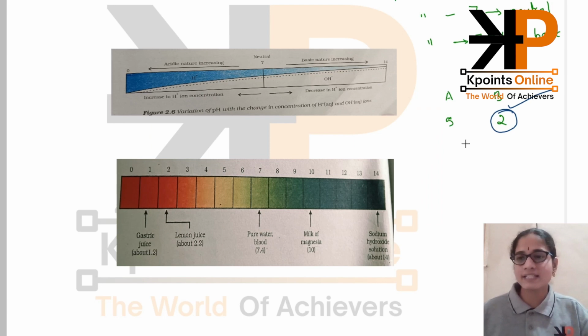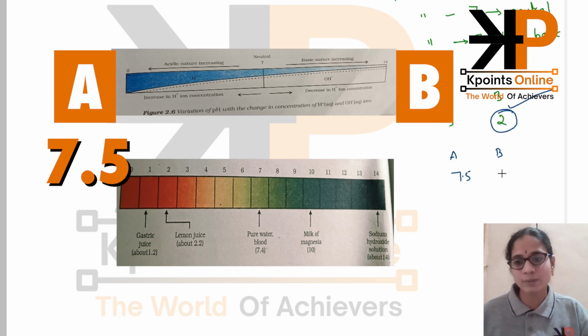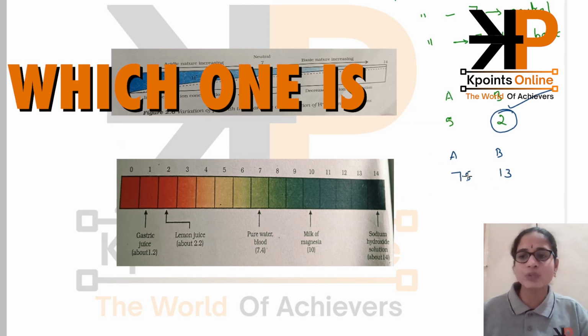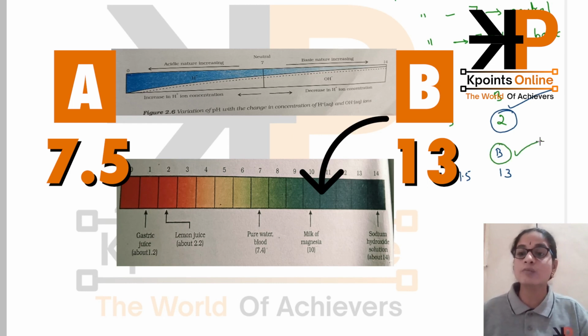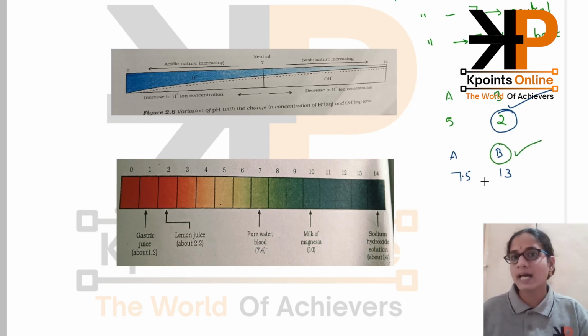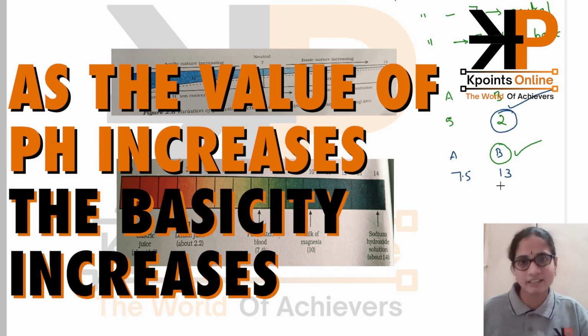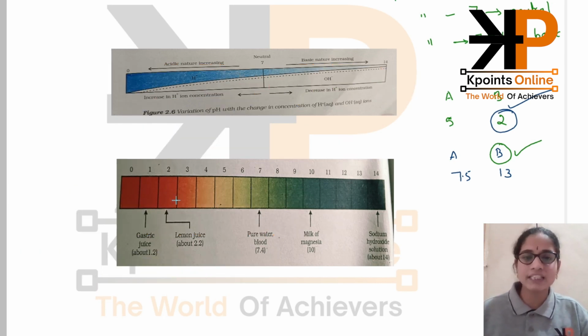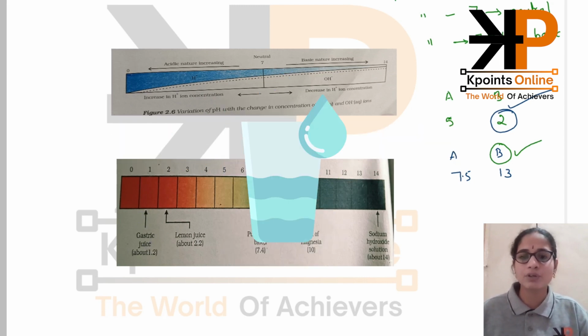Okay. If I say two solutions A and B, the pH of solution A is 7.5 and the pH of solution B is 13, then which one is more basic? Your answer will be solution B is more basic, because as the value of pH increases, the basicity also increases. Okay.